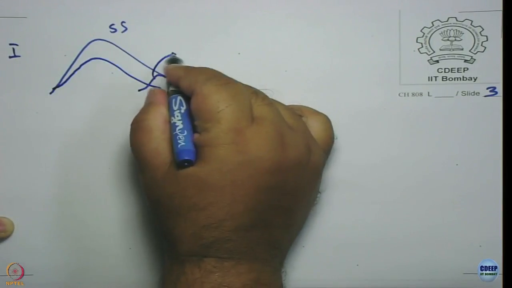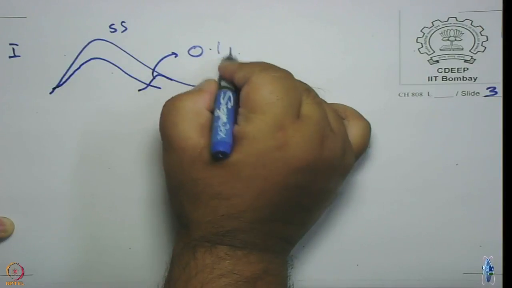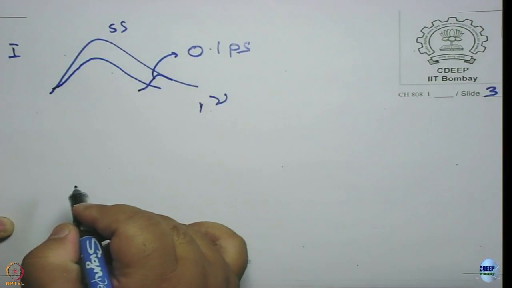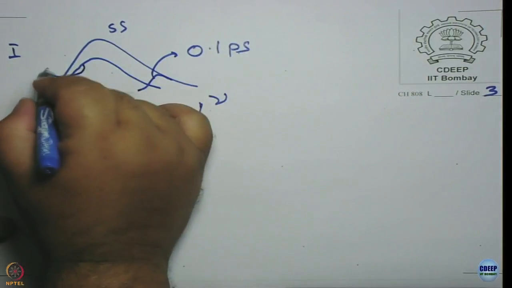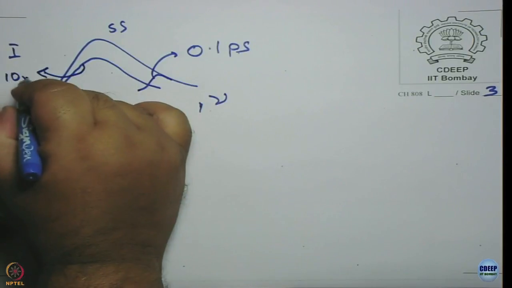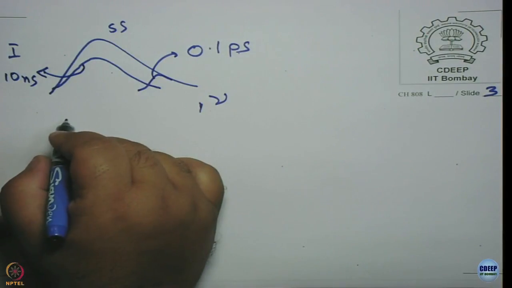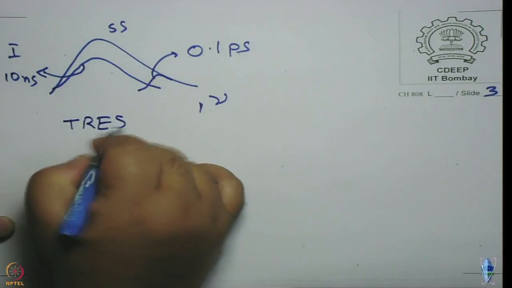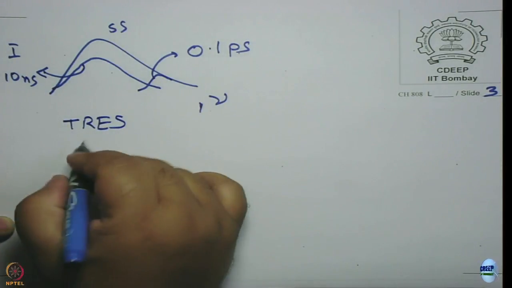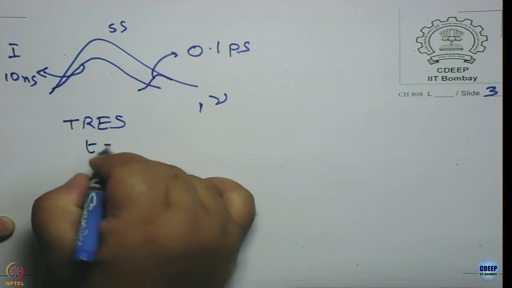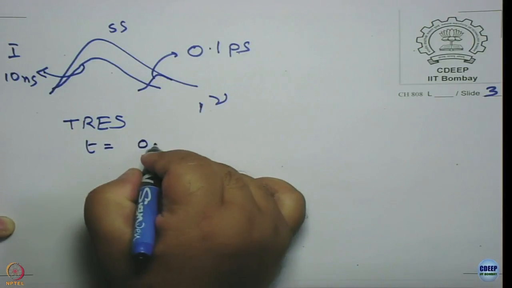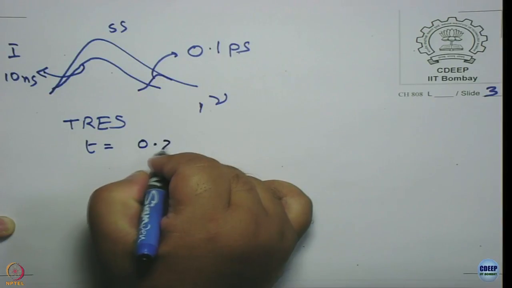This is the 0.1 picosecond component, and this is the 10 nanosecond component. Suppose I look at the time resolved emission spectrum, which we have discussed earlier, and suppose we look at the spectrum at time t equal to something like 0.2 picosecond.